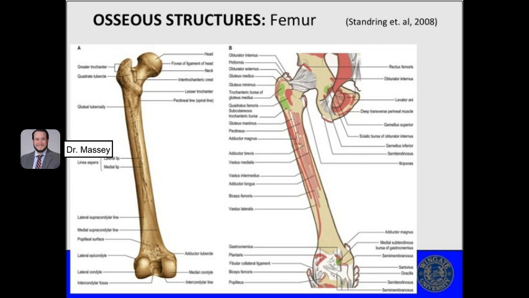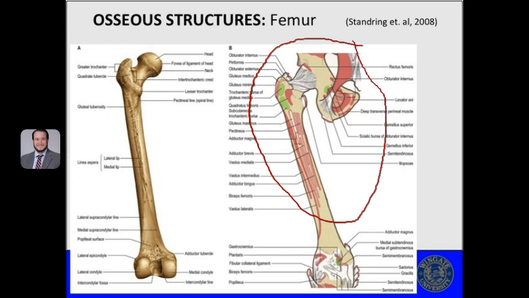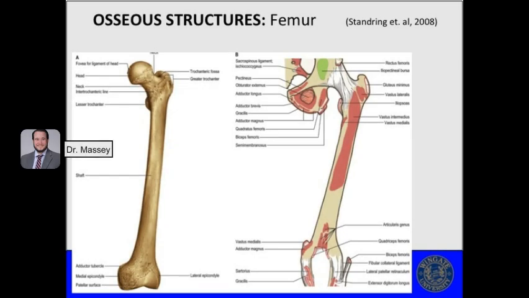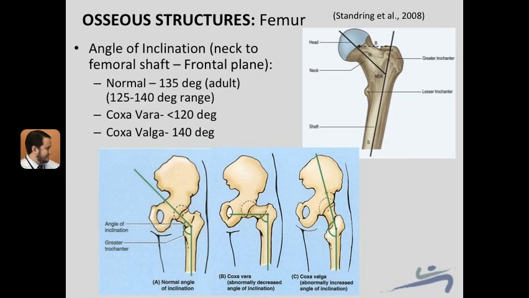And this slide is a reference slide for you to gain an appreciation of, from this posterior view, that is, the attachment sites of different musculature surrounding the hip here. And here the anterior view, we can see the attachment sites.